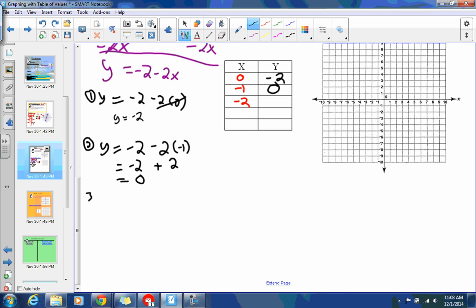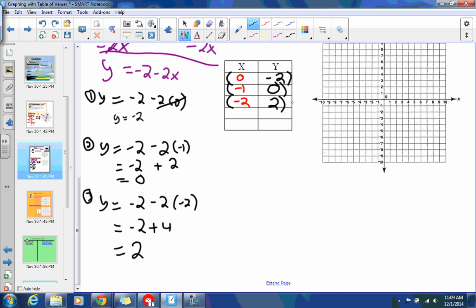And then lastly, we got negative 2 as our x value. So y equals negative 2 minus 2 times negative 2. And again, those negatives are going to cancel out when you simplify this. So y equals negative 2 plus 4, since negative 2 times negative 2 is 4. You're adding 4 to negative 2. You end up getting a positive 2. So that's right there. All right. So we have 3 values. We have 3 ordered pairs if you want to look at it that way. And we can graph.